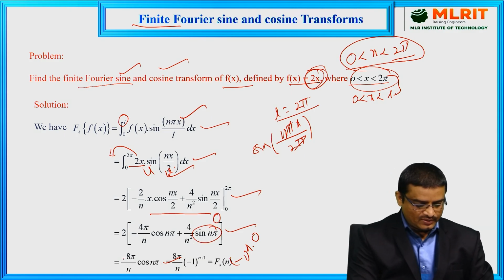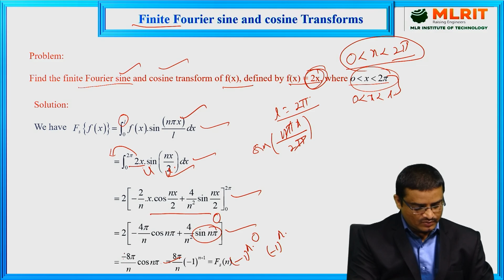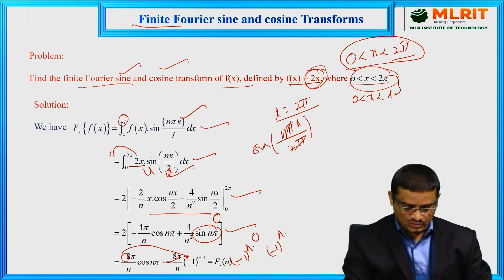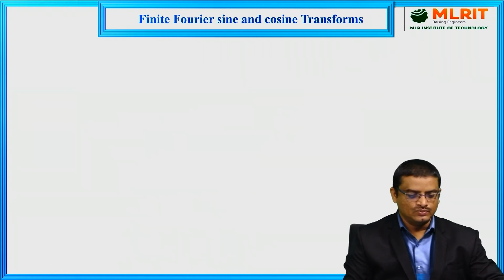So already here we are having a minus. If we replace cos n pi with (-1)^n, here minus, already here we are having one more minus. You bring this minus to here, it becomes (-1)^(n+1), which is our Fourier sine transform of f(x) in the interval 0 < x < 2π.